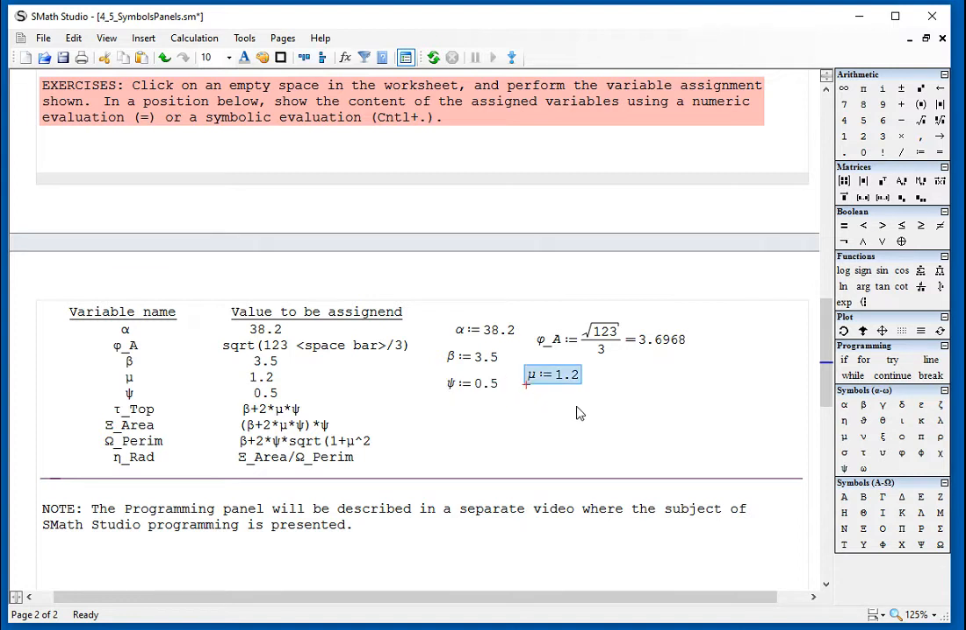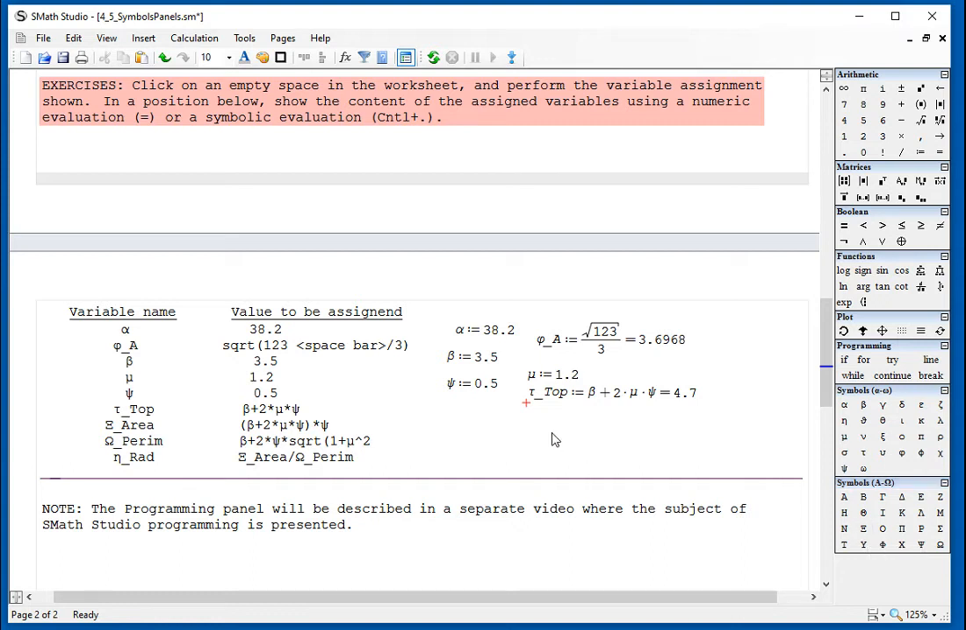Tau top, that would be T, Control G, T, Control G, underscore top, equal to beta, B Control G, plus 2 times M Control G times Y Control G, equal. Then we have the uppercase psi. I don't remember which one it is. Is this one the X Control G in uppercase.